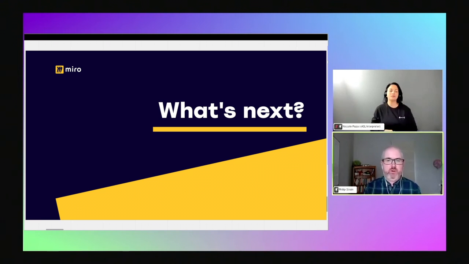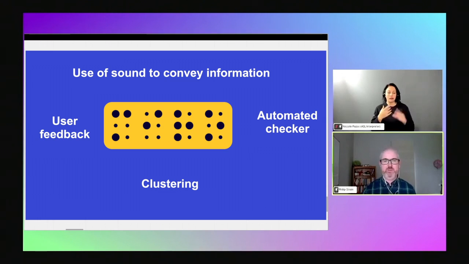So what's next for Miro? As I mentioned just there, we're looking at ways to make it easier to create accessible boards. So we're going to provide an automated checker so that you can determine whether or not, for example, color contrast is available. We're exploring the use of sound to convey information. Both Stefano and I have a background in sound design, so we're very excited by the opportunity to use sound to convey information, especially in the collaboration space.